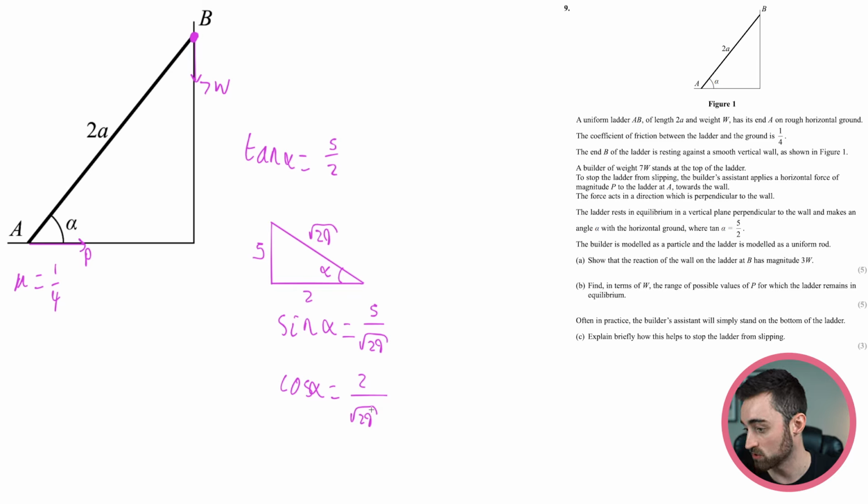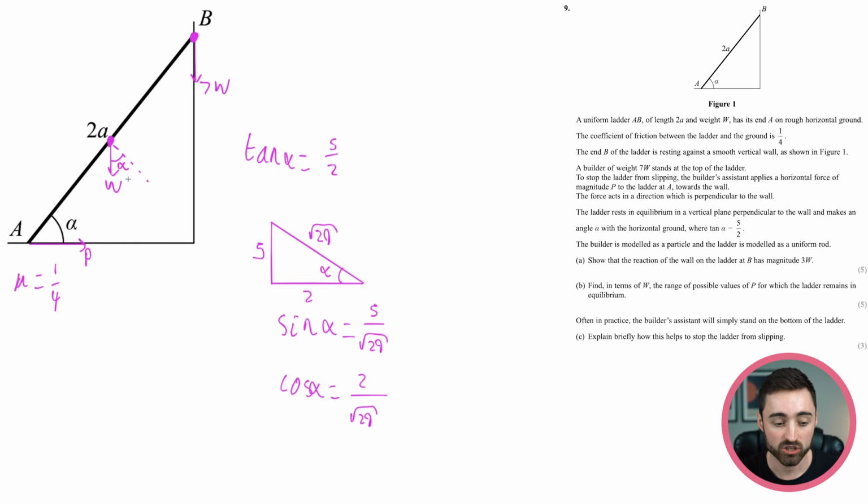The builder is modelled as a particle and the ladder is modelled as a uniform rod. That's important because uniform means that its centre of mass is in the centre, right? So its centre of mass will be a distance of a up here, and its weight is W. What do we do when we do this? We do a dotted line here because we know that that's always going to be alpha. Right. Anything else on this diagram? I don't even know what they're asking me yet, but I don't care. Is there anything else to put on this diagram?